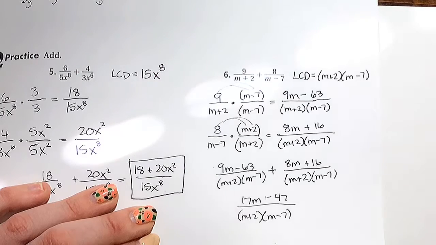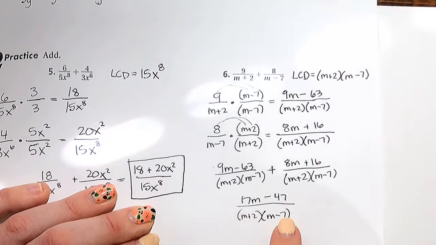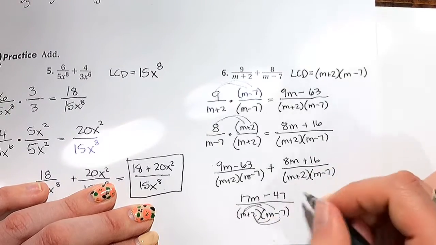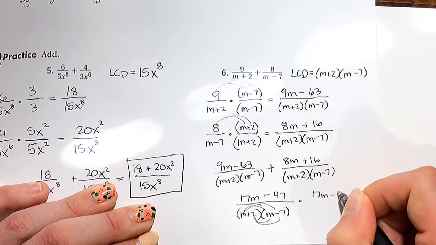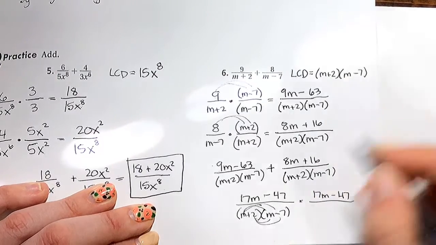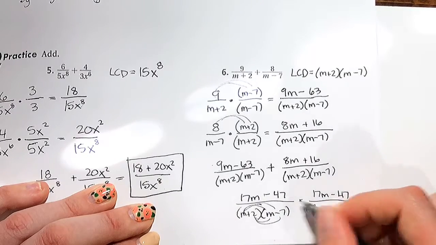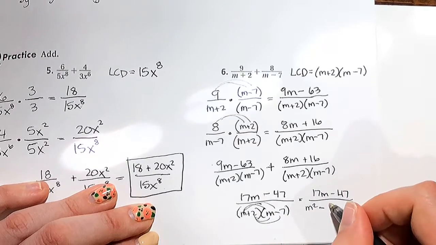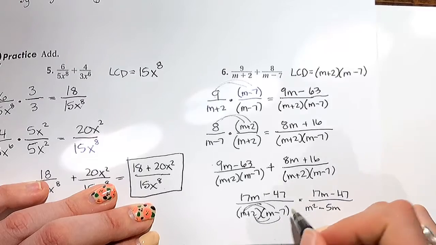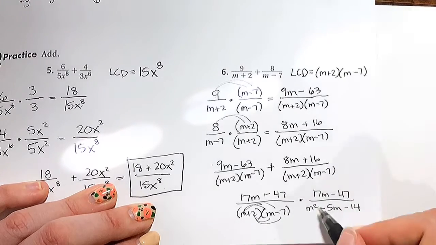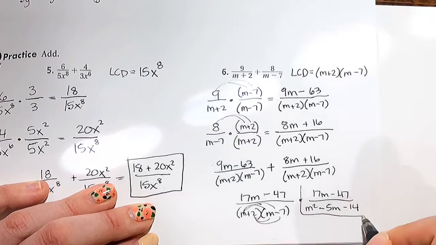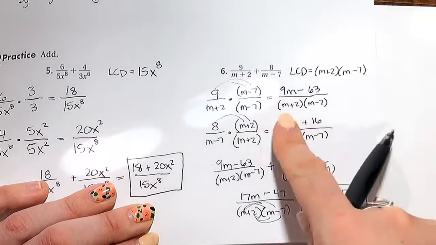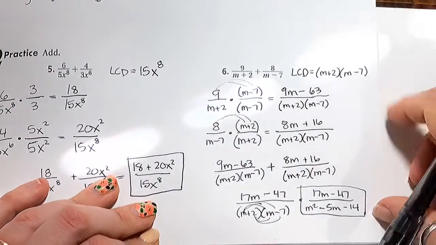And then here you can sometimes just leave that denominator in the factored form, or you can go ahead and distribute it and do your foiling, which we'll just keep the 17m minus 47 on the top. But then here we get m squared, and then m times negative 7 is negative 7m, but then plus a 2m is a negative 5m, and then 2 times negative 7 is negative 14. So this would be if it's all multiplied out. So I usually just wait to do that until the end. You could do it at the beginning if you want, but sometimes I think it's easier just to do it at the end.